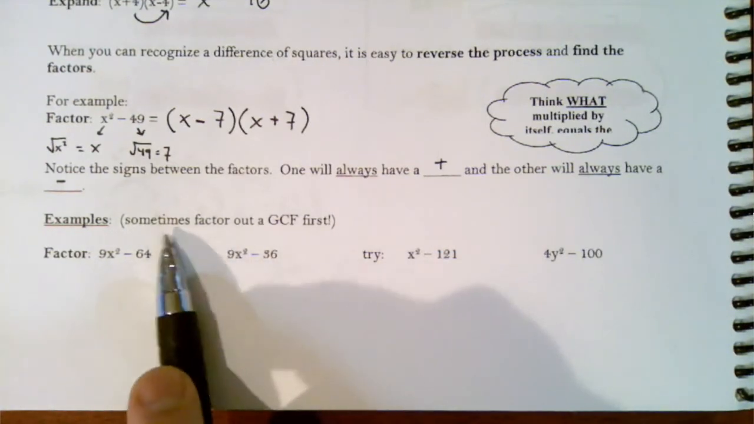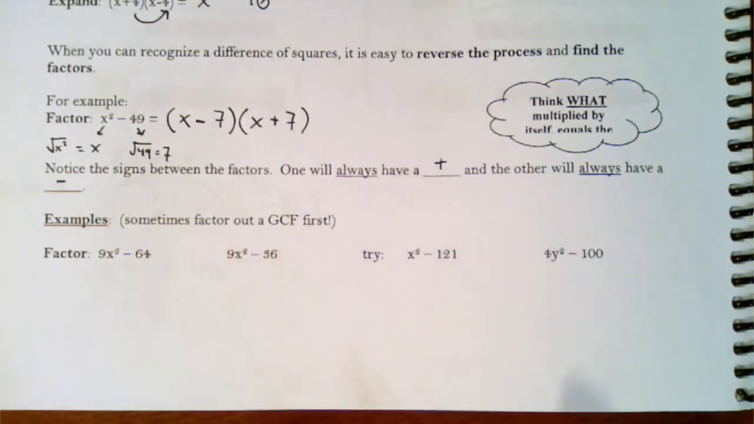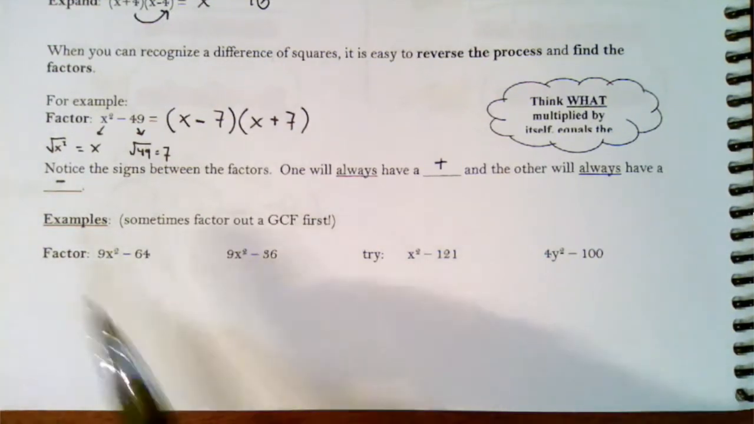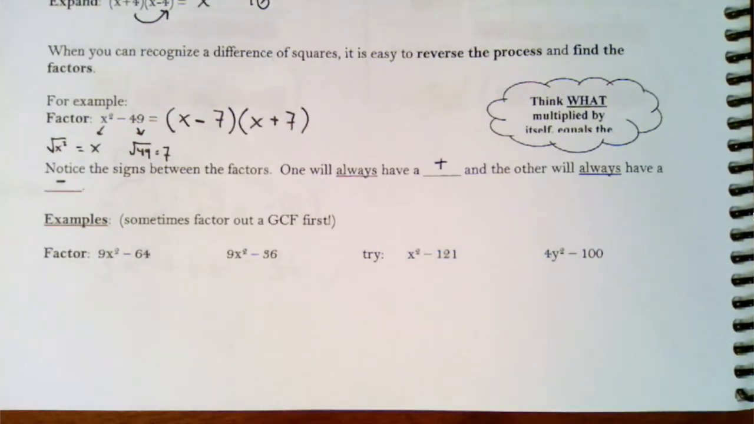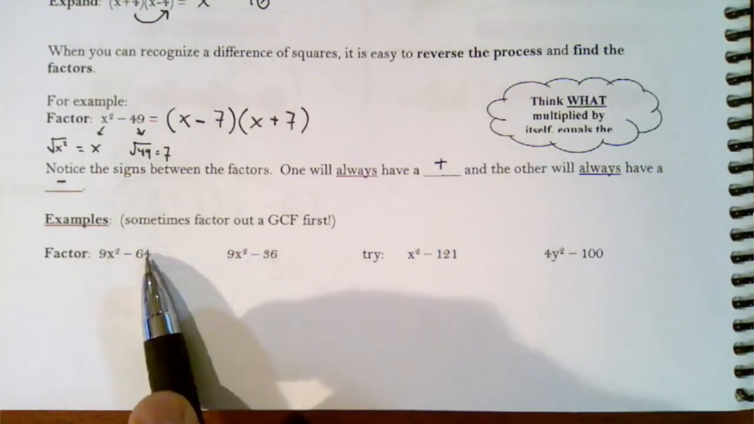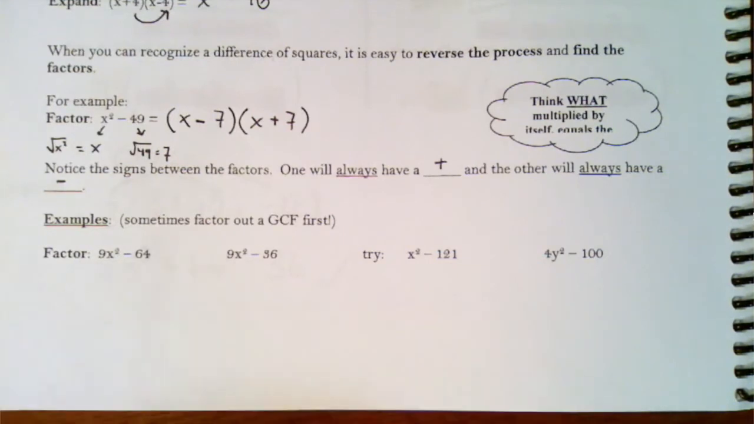Look at this note. It says sometimes factor out a GCF first. Well, the last lesson was about greatest common factoring. The first thing we need to do whenever we see the instruction factor is look for a greatest common factor. So if we look at the numbers 9 and 64, is there a number that's common between 9 and 64? We could try and look at all the factors, but I'm going to tell you there is nothing common to 9 and 64 other than 1.